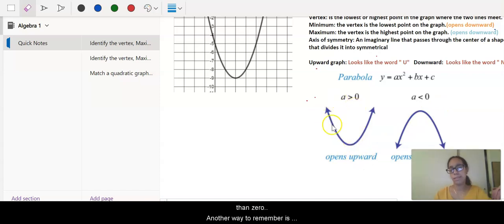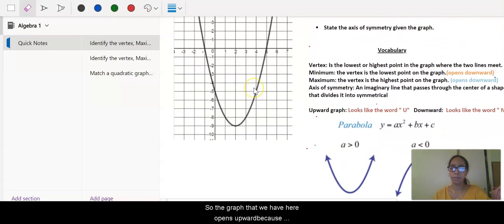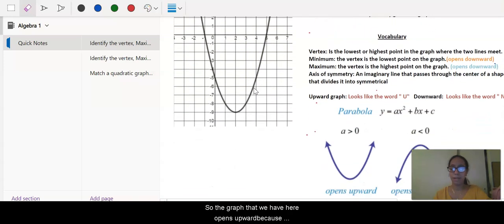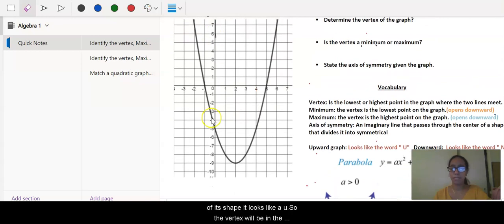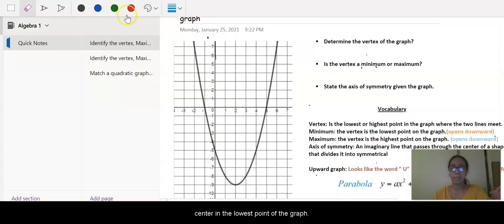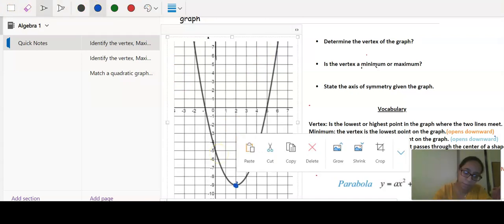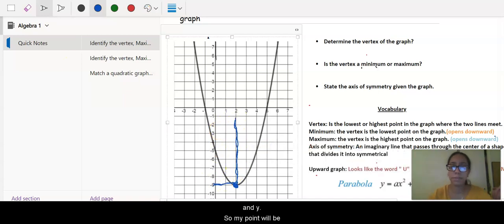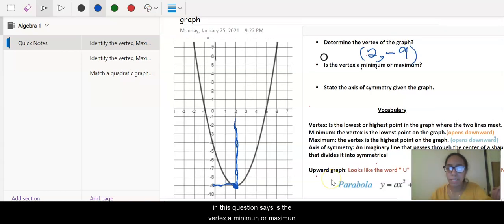Another way to remember is when it opens upward, it looks like the letter U. When it opens downward, it looks like an N. So the graph that we have here opens upward because of the shape. It looks like a U. So the vertex will be in the center, in the lowest point in this graph. So it will be this one. And I have to find the x and the y. So my point will be 2 and -9.